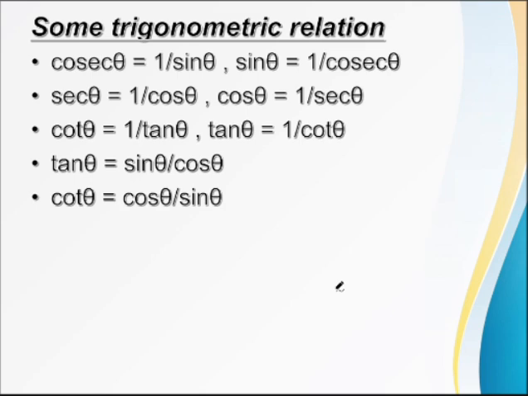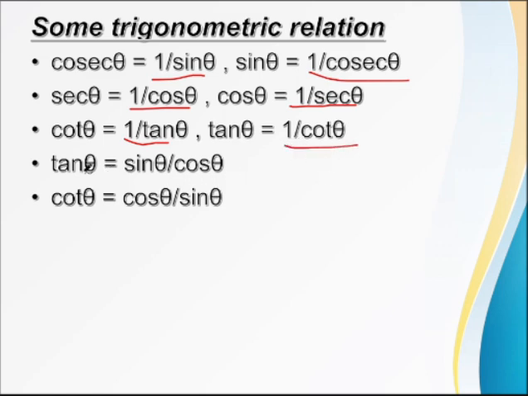Now we are getting some relations between these trigonometric ratios. For example, as cosec theta is reciprocal of sin theta, we can write cosec theta as 1 by sin theta and sin theta as 1 by cosec theta. Similarly, sec theta as 1 by cos theta and cos theta as 1 by sec theta, cot theta as 1 by tan theta, and tan theta as 1 by cot theta.